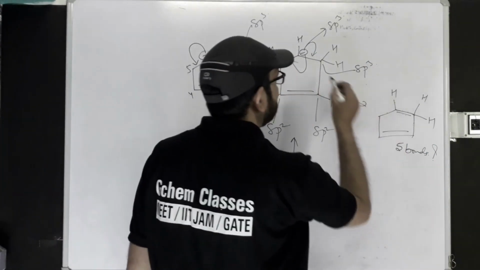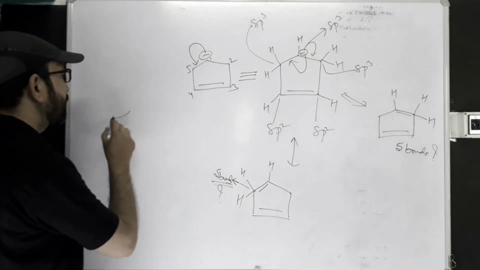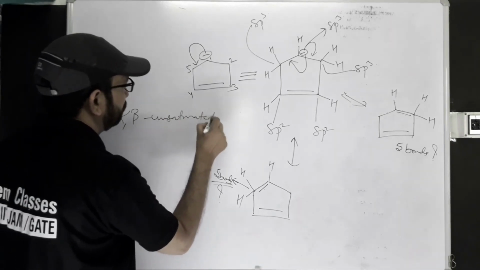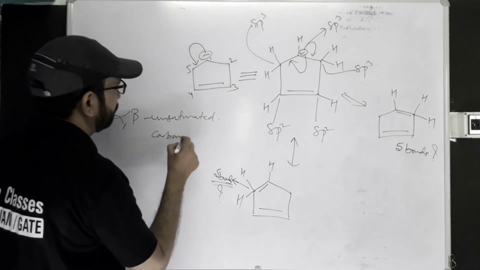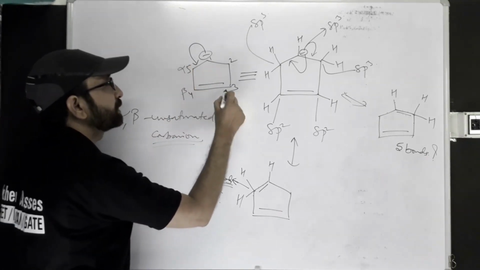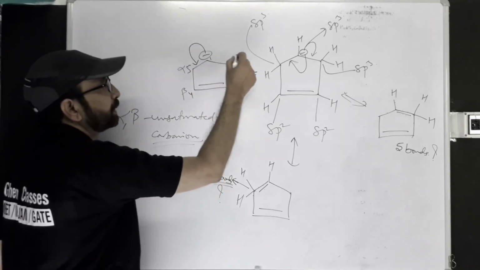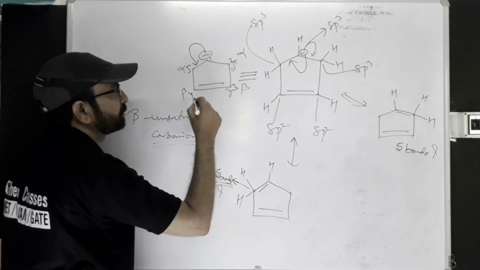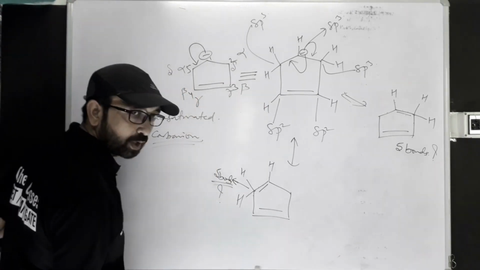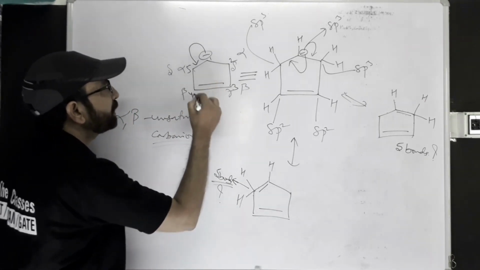So now what is happening? See, I told you it should be having alpha beta unsaturated carbanion. Okay, this is not alpha beta. See, this is alpha, this is beta, this is gamma, and if you are writing, this is delta. If you are coming from this side, this will be alpha, this will be beta, this will be gamma, this will be delta. So this is beta gamma unsaturated, right? This is beta gamma. But what we need is alpha beta unsaturation.